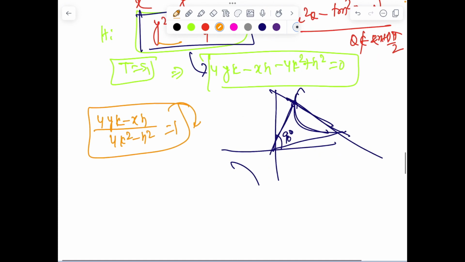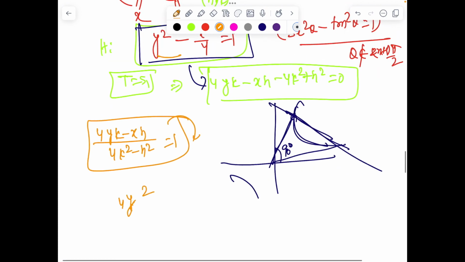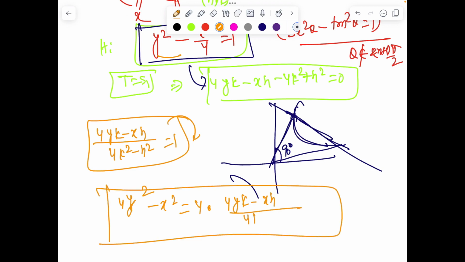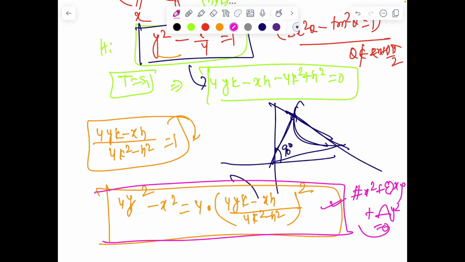Now I'll write the hyperbola in a cool way: 4y square minus x square equals 4 into 1 square. The reason behind it is that whatever curve it is, this expression will definitely pass through (0, 0), and it is a second degree homogeneous equation. So it's like something x square plus something xy plus something y square equals 0. So this must represent a pair of straight lines.